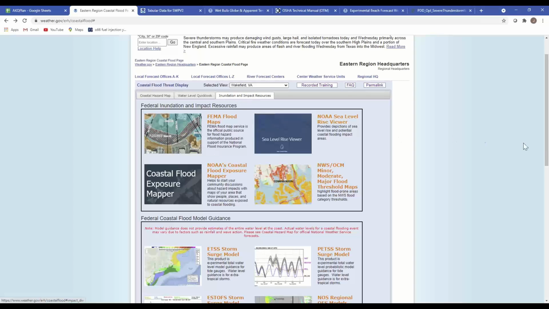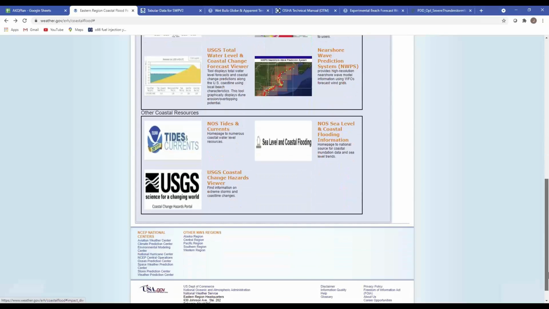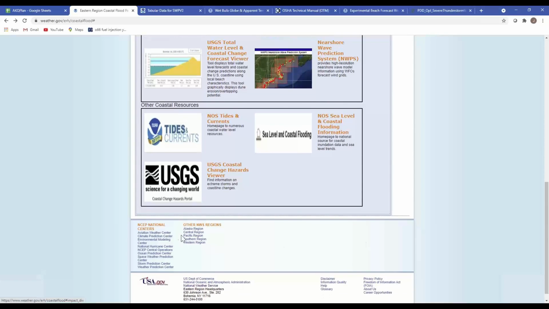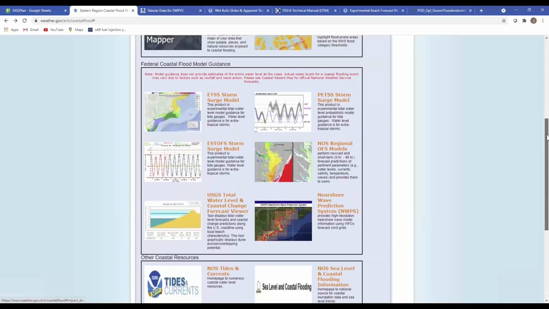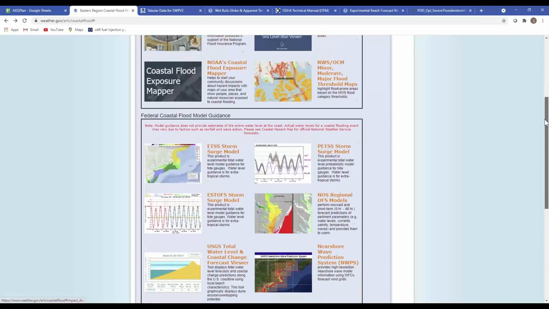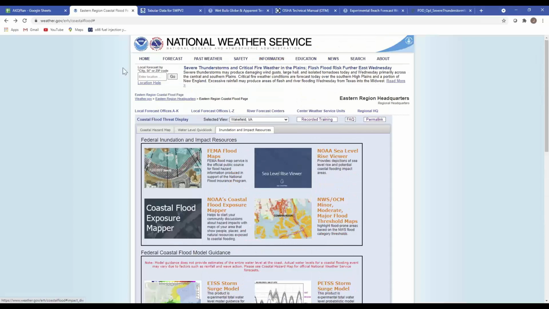Again, on this inundation and impact resources tab, keep on scrolling down, and there's just a little bit more tidal information from NOS. You've got the USGS hazard viewer, and then the NOS sea level rise coastal flooding interface. So a lot of great resources here in this tab for you to play with and use. Like I said, we tried to make it a one-stop shop.